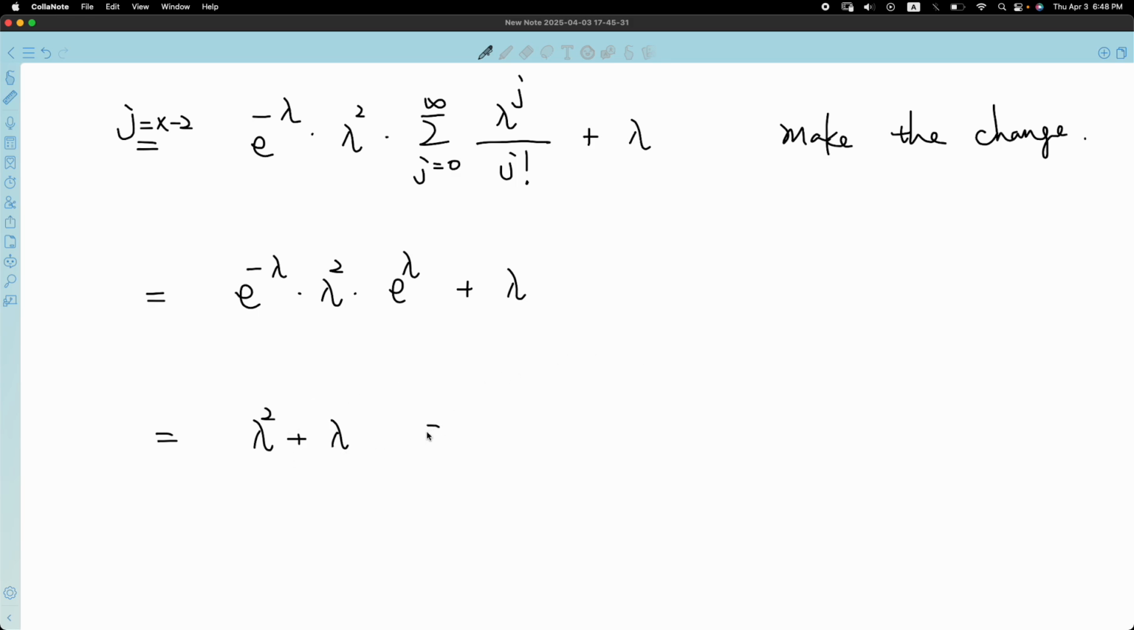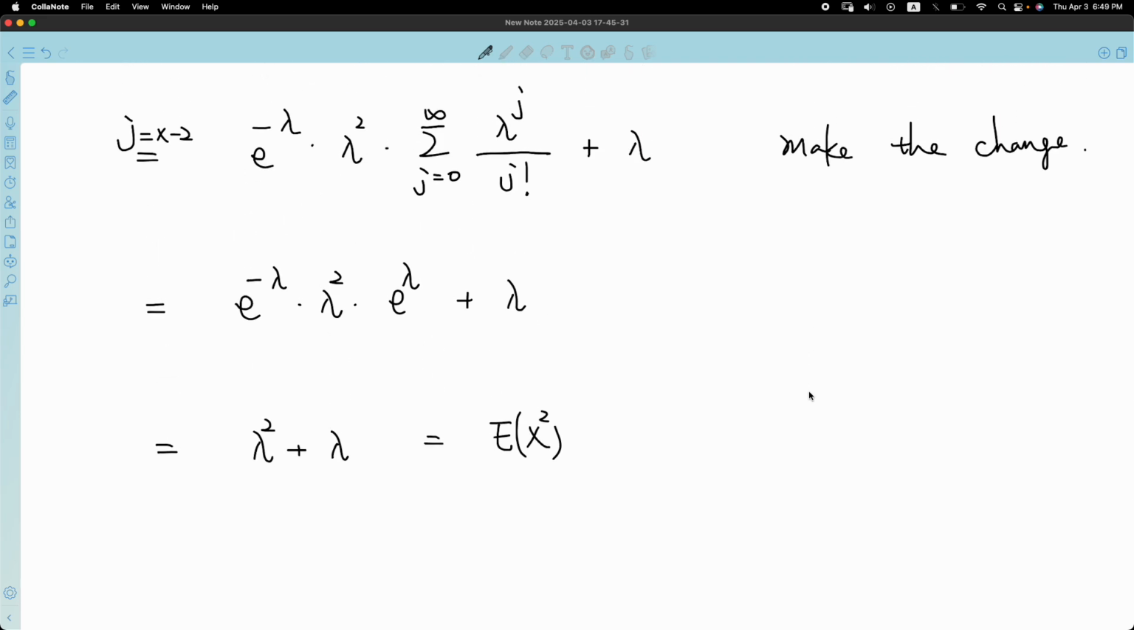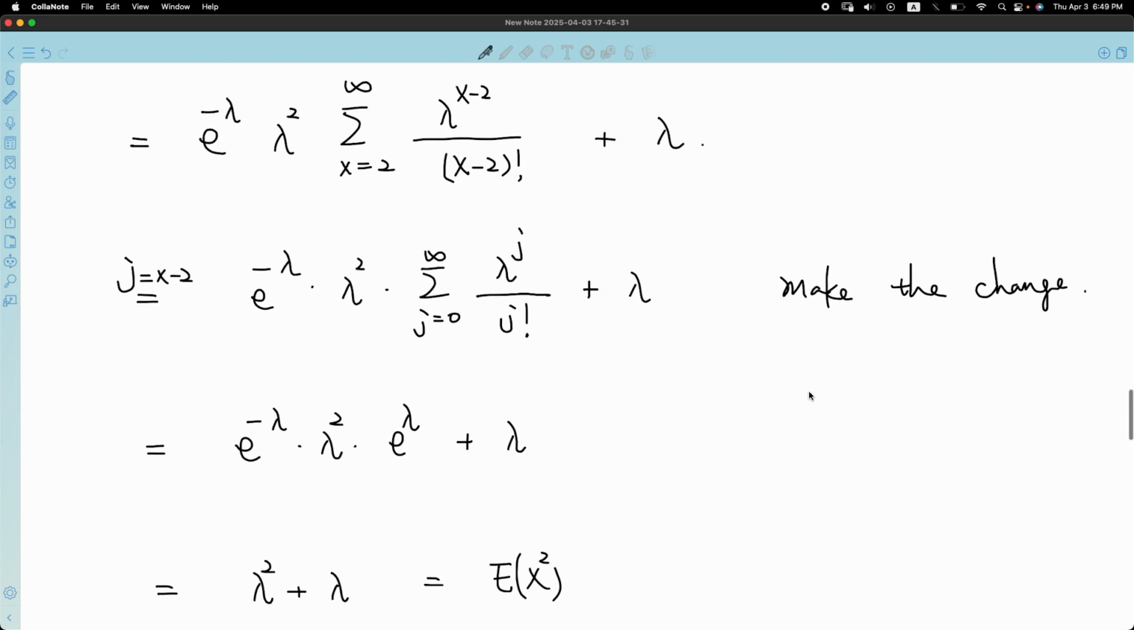Just to remind you, this is the second moment for the Poisson random variable. Now we are ready. Any questions up to this point? Or maybe I can pause a little bit for you to finish up the notes. Any questions, comments, or any thoughts on any tricks that we use?